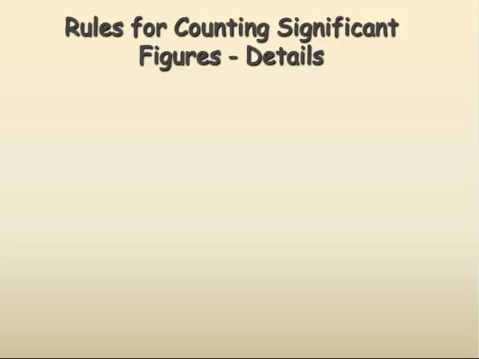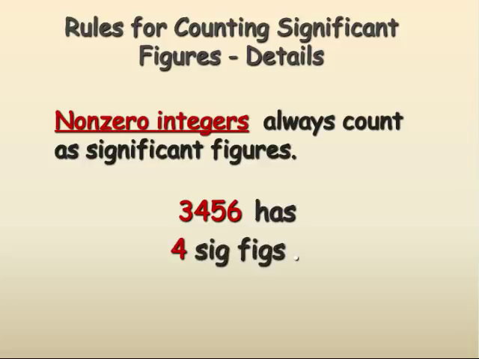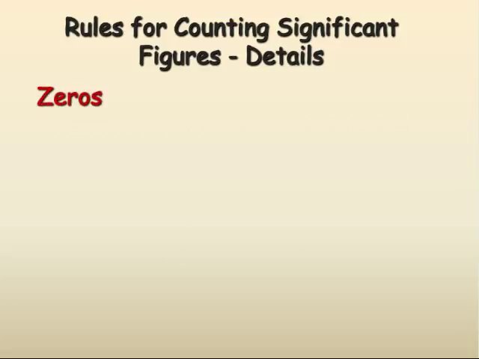Now let's get into the fun stuff. Significant figures. Hooray. So we need to be aware of non-zero integers. Anything that's not a zero is always significant. It's always significant in a measurement. For example, 3,456 has 4 significant figures.